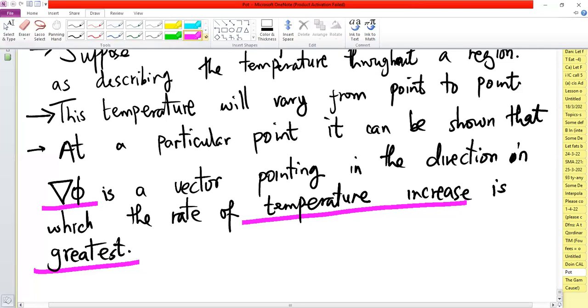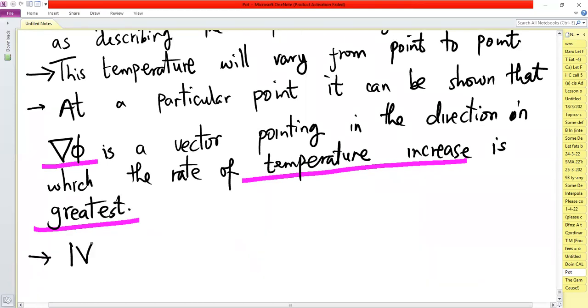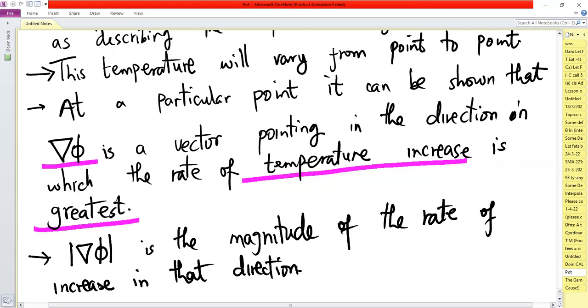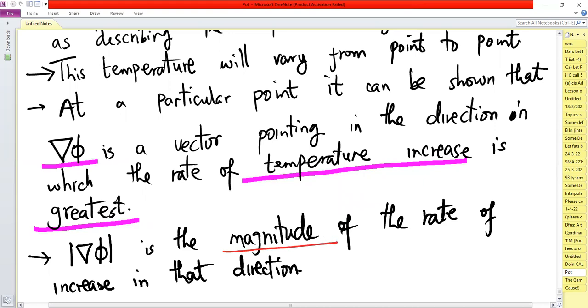Now, if you define the magnitude of this vector, so the magnitude of the vector pointing in the direction in which the rate of temperature increase is greatest, it defines the magnitude or size of this rate of change.